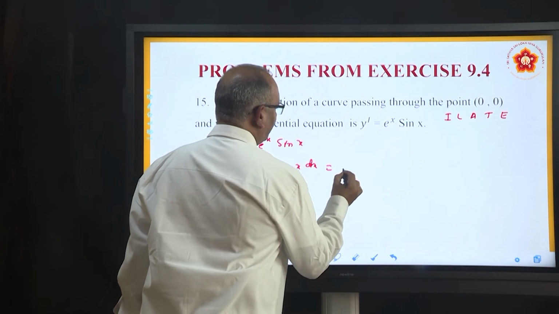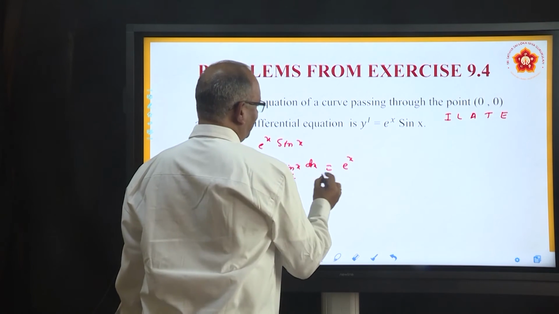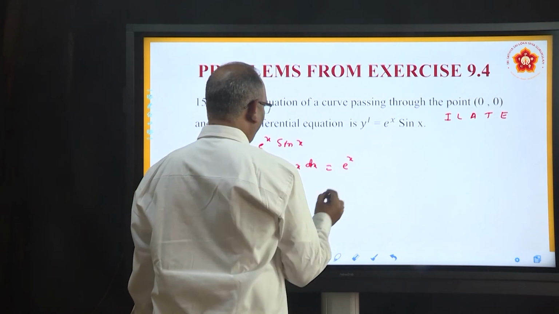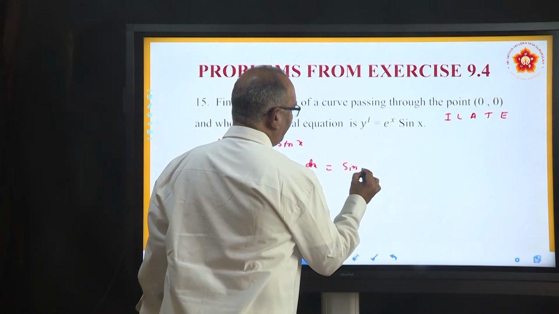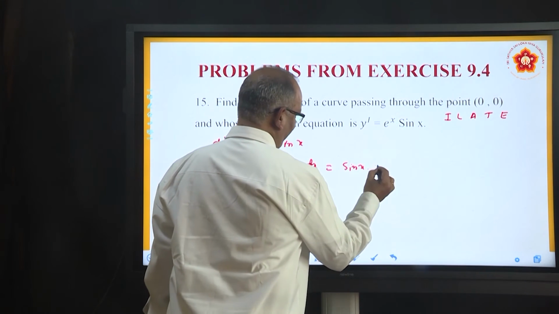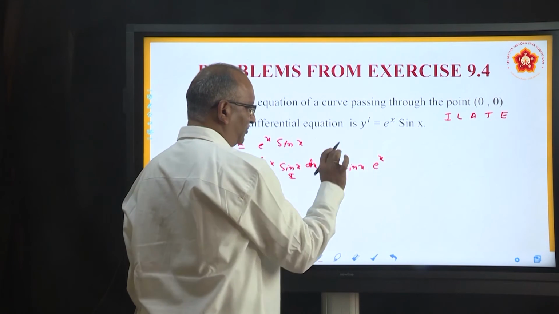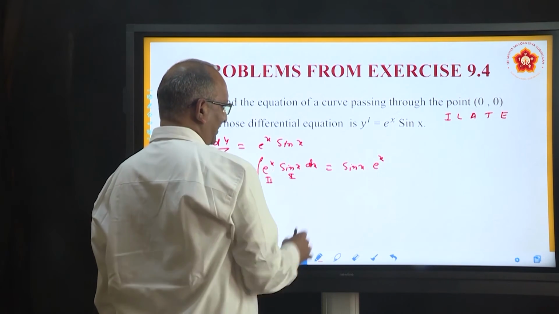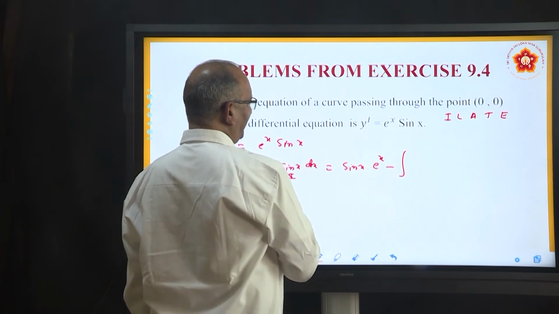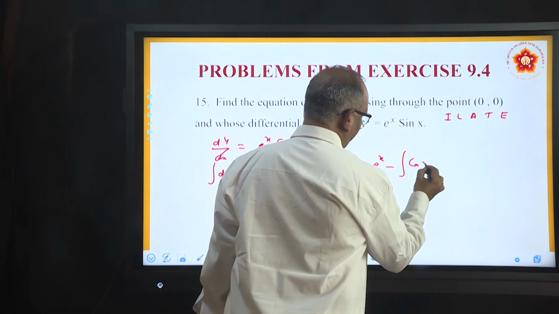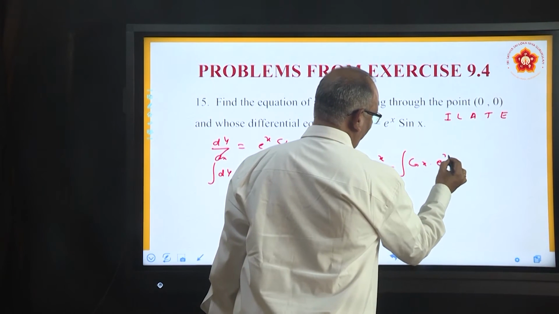So what is the formula? First function into integral of second. What is the integral of e to the power x? First function is sin x. Integral of second, e to the power x, integral or derivative both are the same. First function into integral of second minus integral of d dx of first, derivative of sin x is cos x, integral of second is e to the power x dx.